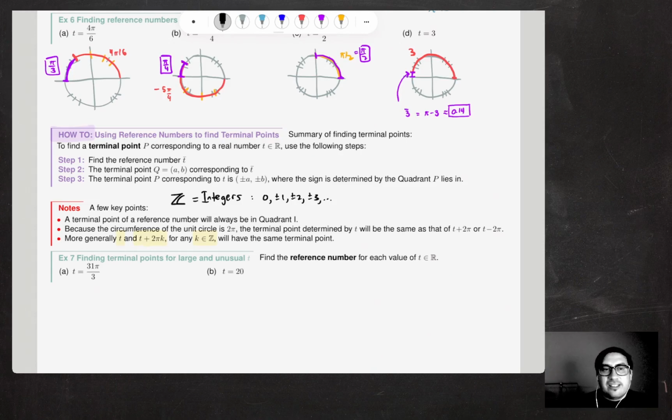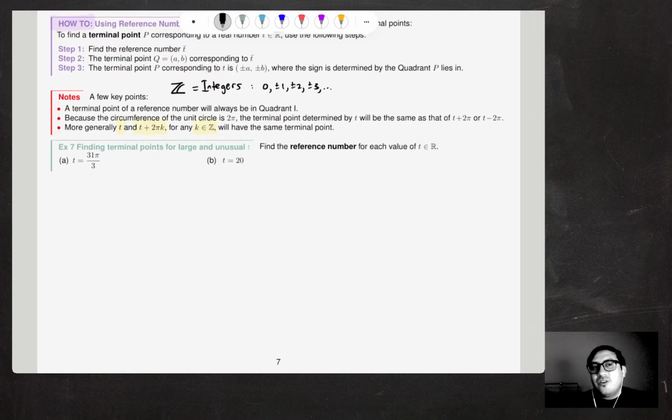Okay, and I'm actually going to leave this very last question here as a little challenge for you. So if you can figure it out, you can show me in class. I'll be very impressed.